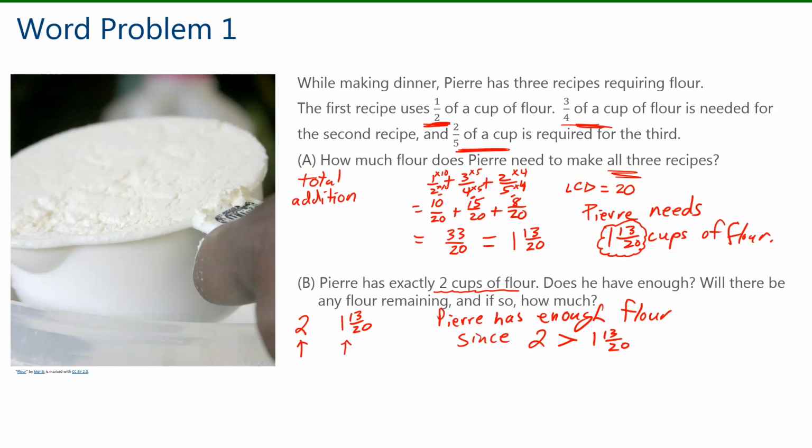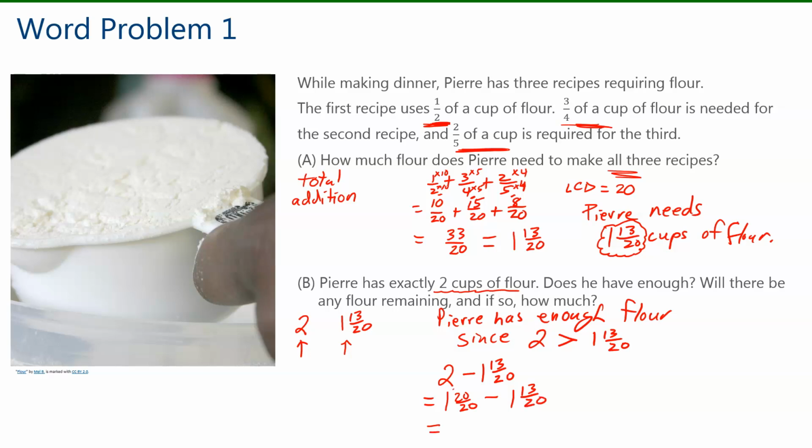Will there be flour remaining? Yes, there will. If so, how much? Well, what operation will allow us to figure this out? Well, if I got to figure out the remaining, I'm going to have to subtract here the 2 cups that he has, and we take away what he's going to use, and that will tell us how much is left. Now we need to subtract 1 and 13/20 from 2. What I'm going to do here, I'm going to use the method whereby I rewrite the 2 as a 1 and 20 over 20, which is still the equivalent of 2 wholes, and I subtract the 1 and 13 over 20.